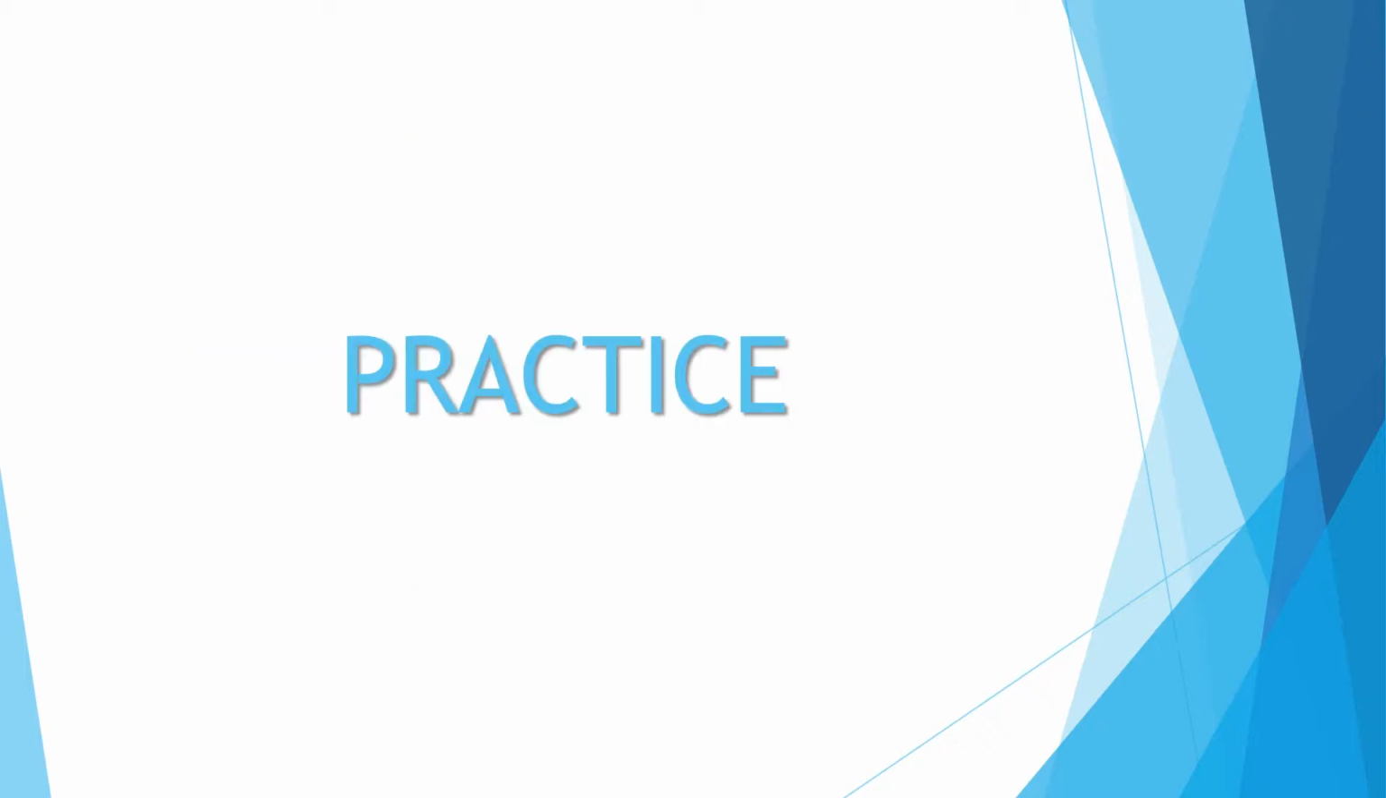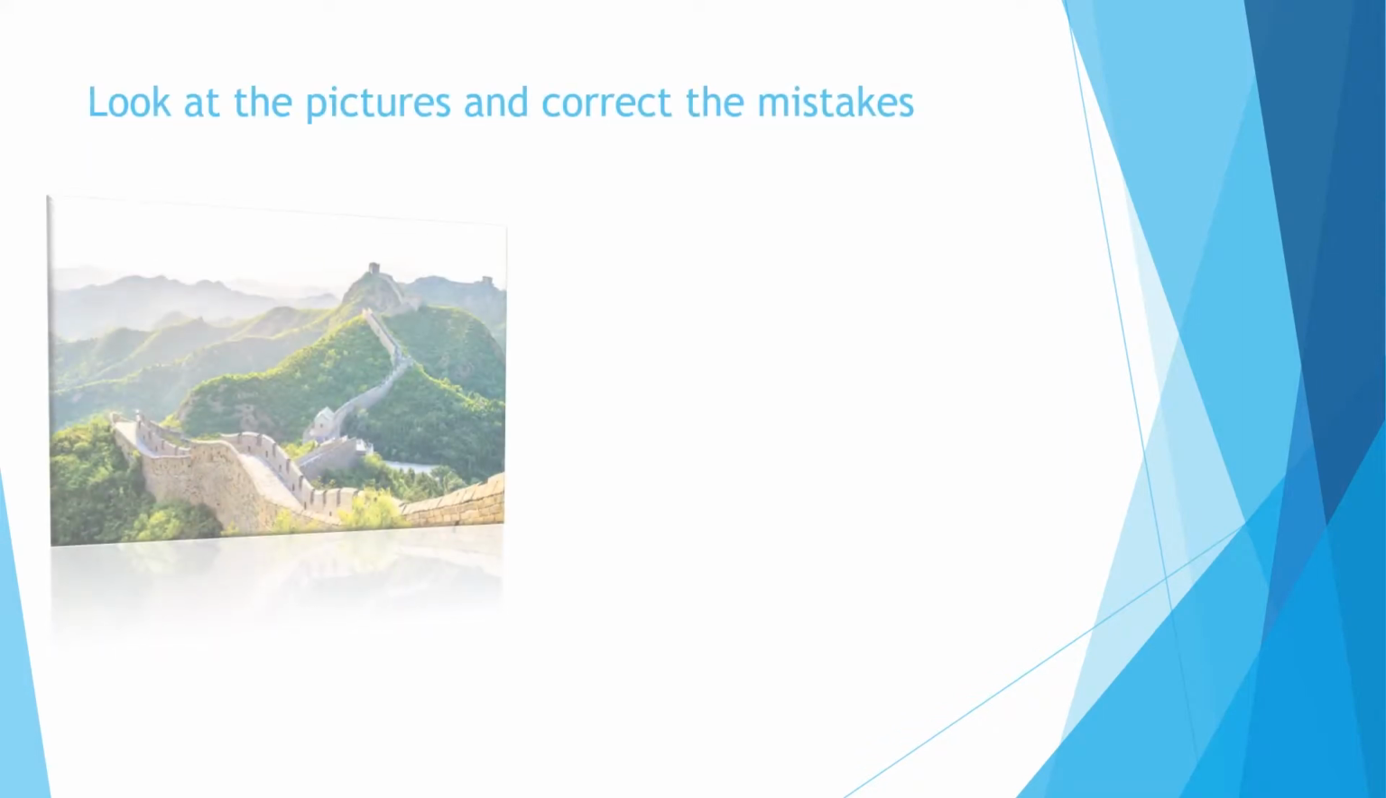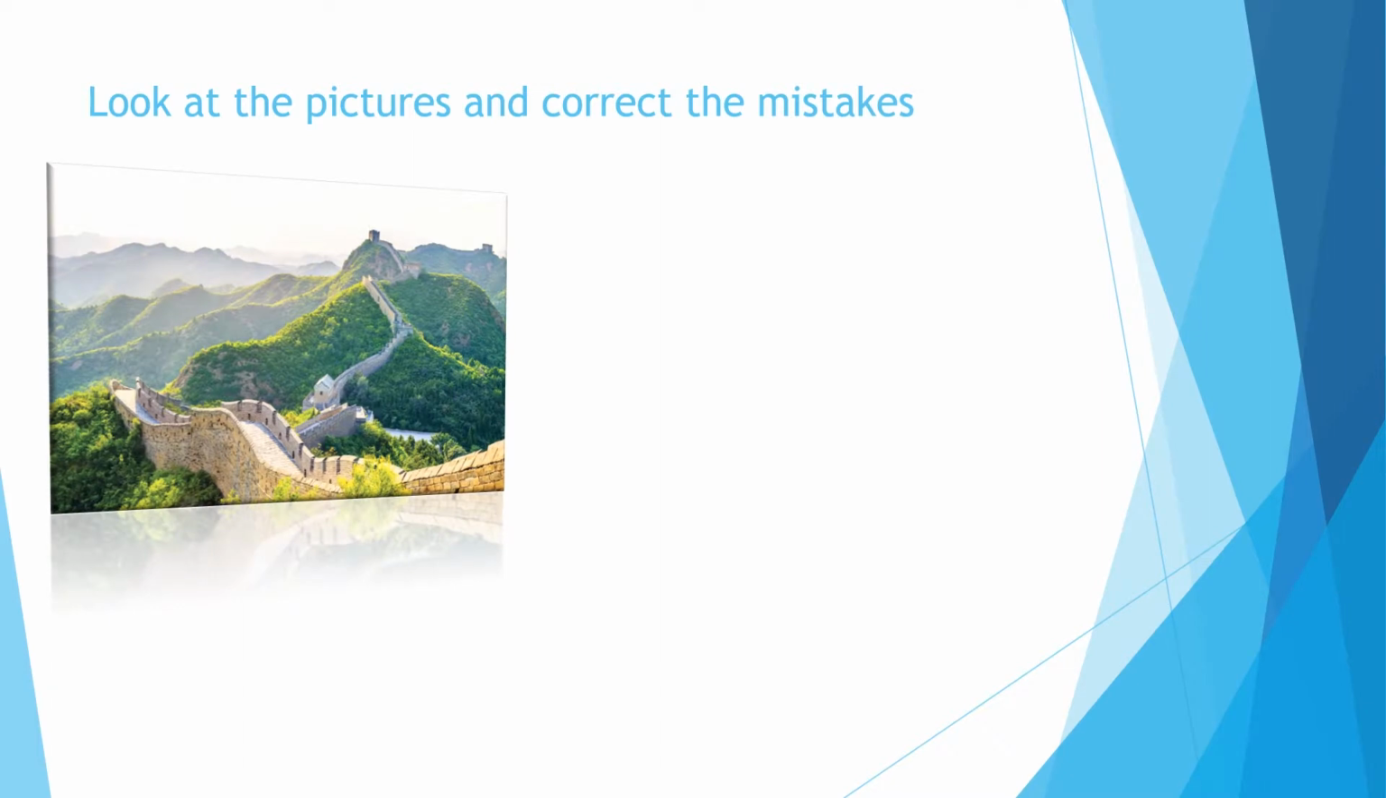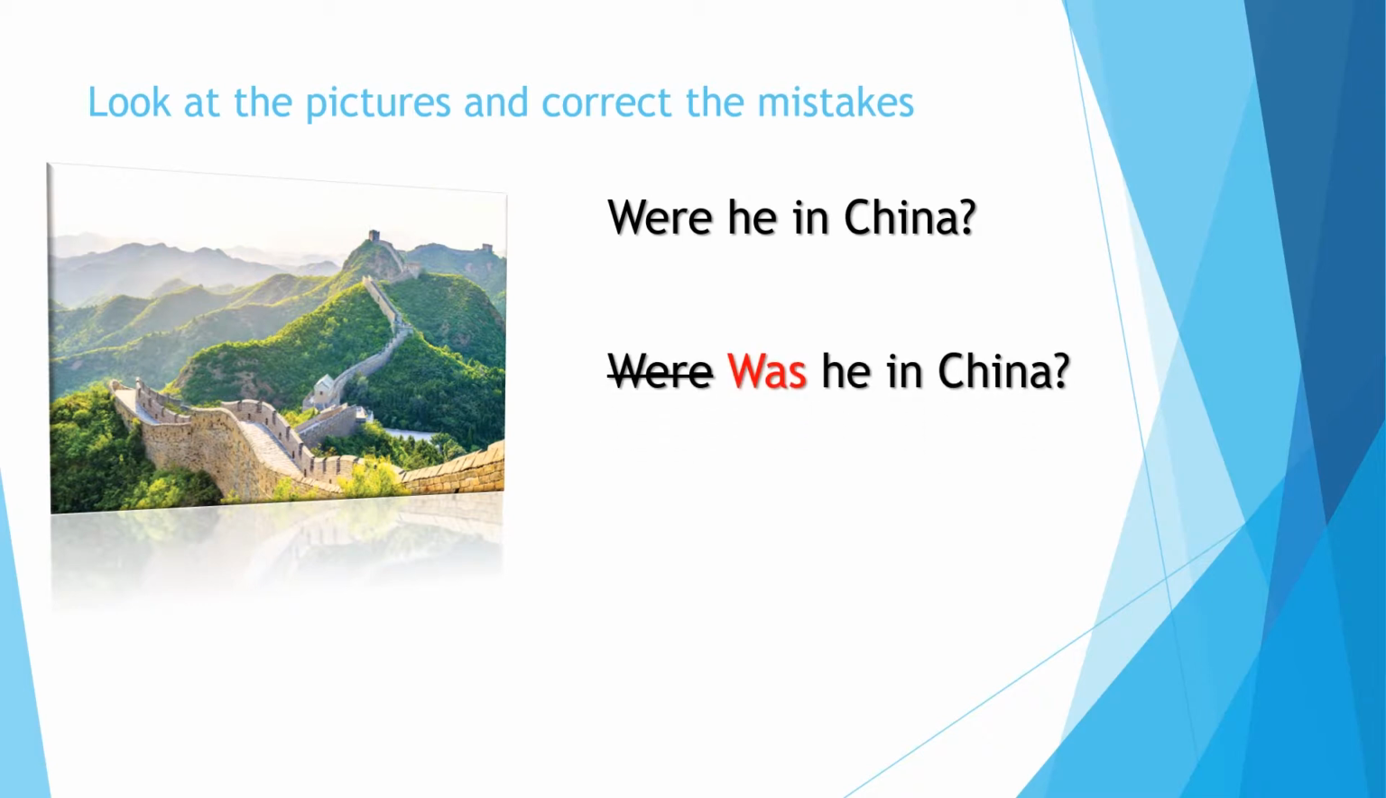Now let's go with you to practice. Let's take a look how you can practice the verb to be in the past. Look at the pictures and correct the mistakes. Were he in China? That is not really correct, because you should say was he in China.